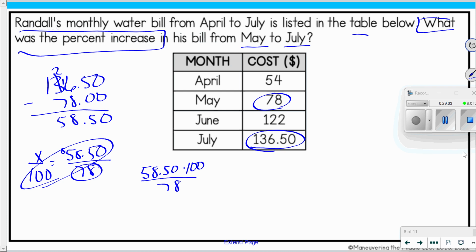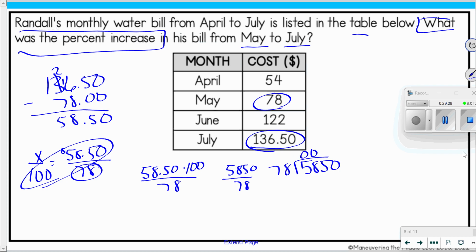Because then I'm going to have to multiply 58.50 times 50 and then multiple things. Because it's times 100, I'm just going to do this. So 58.50 times 100 means it's 5,850 being divided by 78. So now we do that math. 78 won't go into 5, won't go into 58.